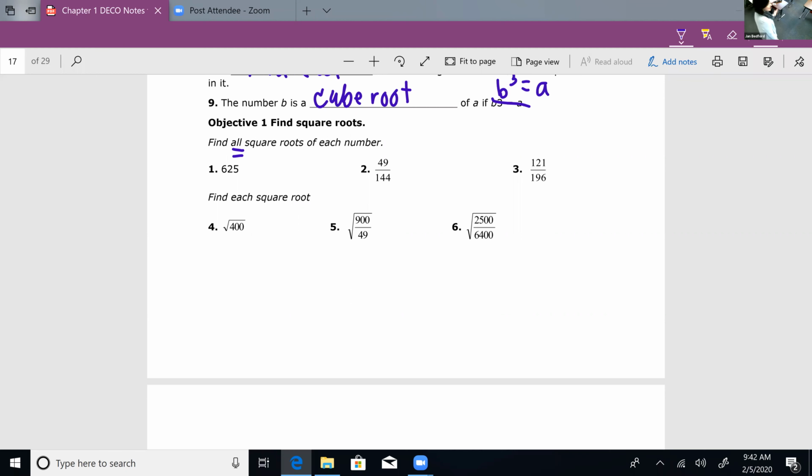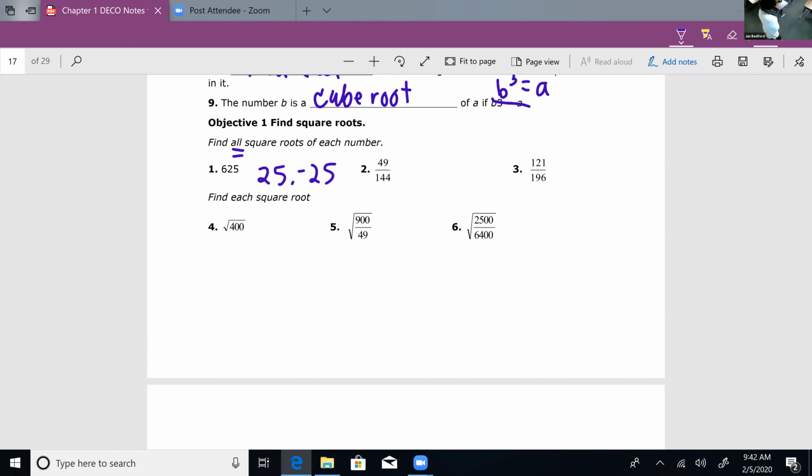So if it's asking me to find the square root of 625, you guys have a calculator? You don't know it off the top of your head? What does your calculator tell you the square root of 625 is? It's 25, but that means not only is 25 a square root, but also negative 25. So if it tells me to list all of them, it means give both the positive and the negative.